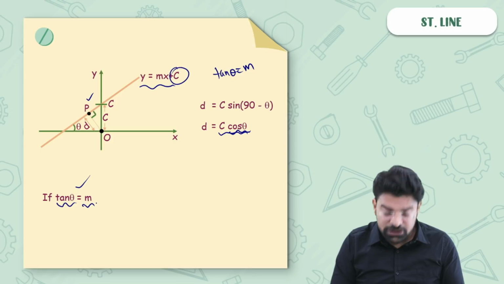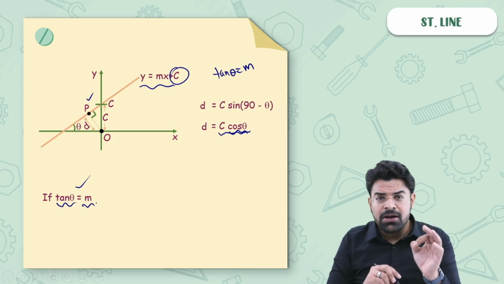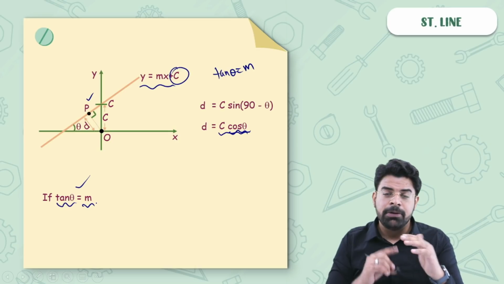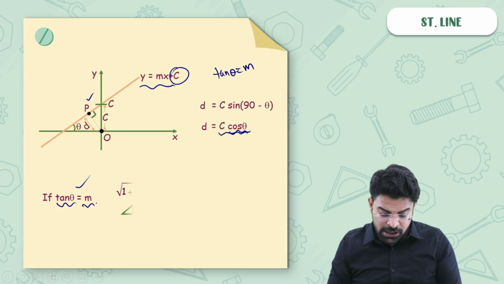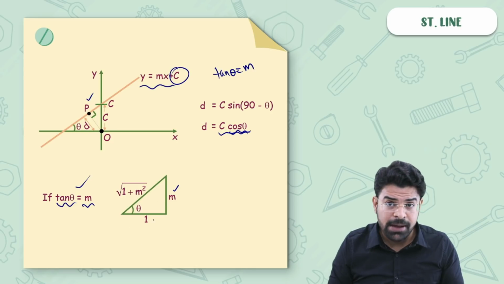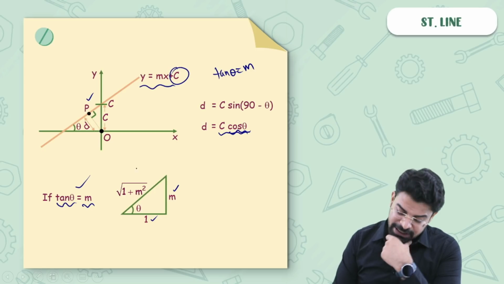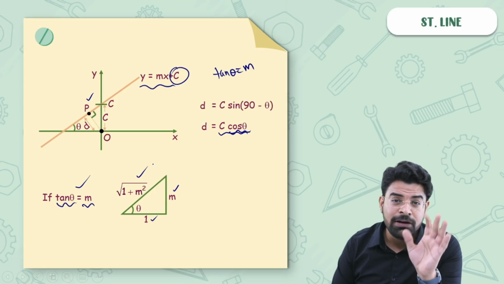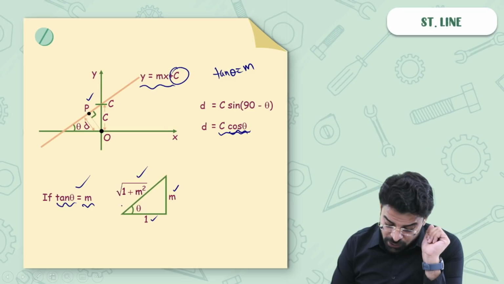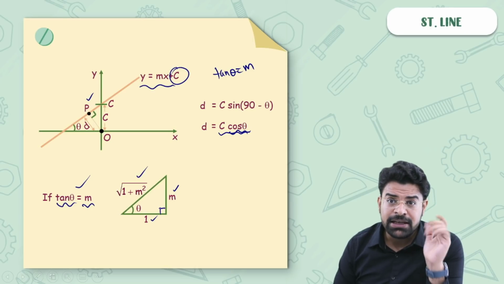Tan theta equals m. It means that perpendicular upon base equals m. So think of a right angle triangle for which the perpendicular to base ratio is m. If you think of such a right angle triangle, let's say the perpendicular is m and the base is 1. If the perpendicular is m and the base is 1, then the length of the hypotenuse has to be under root of 1 plus m square. So you have drawn a right angle triangle for which tan theta is m.